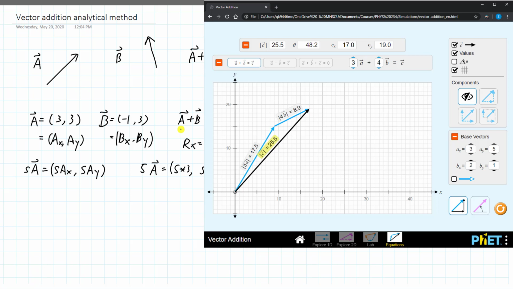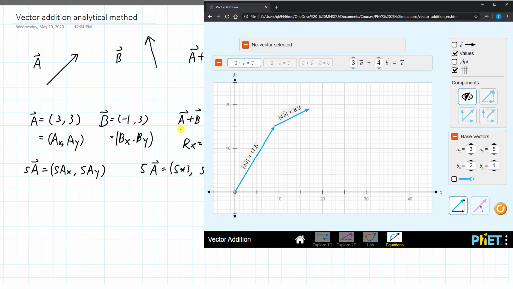Let's remove some of these abstractions. So we have definitions. A is 3 and 5, so x component is 3, y component 5. And b is 2, 1, so x is 2, y is 1. So what we want to calculate is 3a plus 4b. So we can take a look at the result.